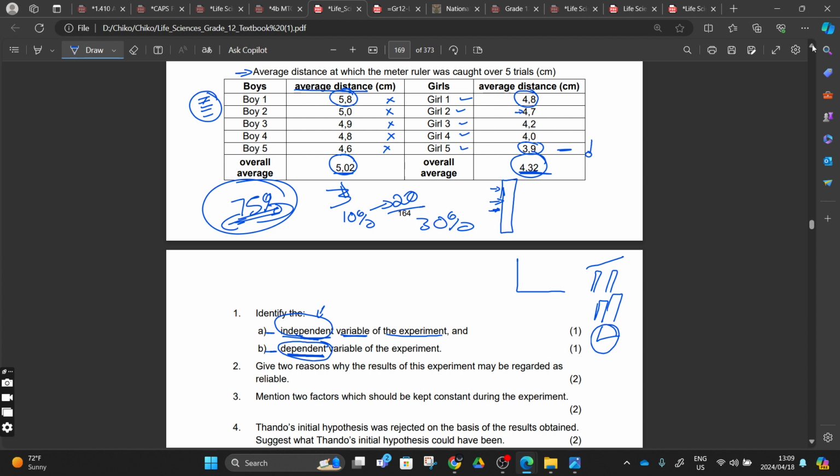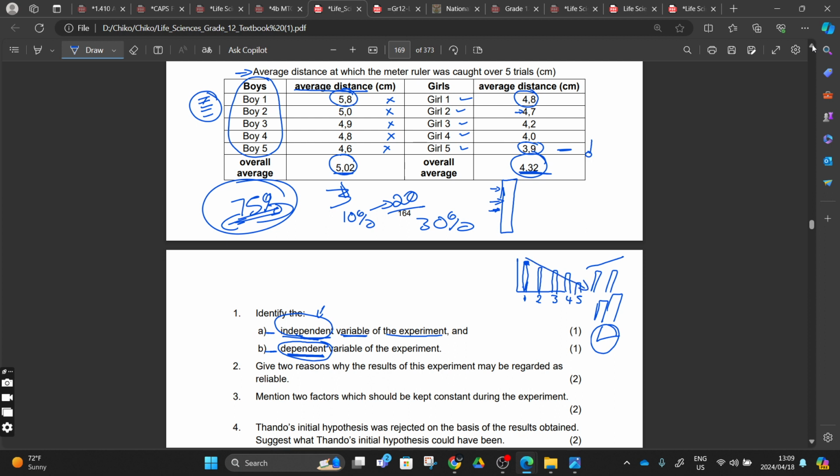In this graph, you know that those who are not changing, the boys are not changing. I can have boy 1 here, boy 2 here, boy 3 here, boy 4 here, boy 5. If I'm drawing a bar graph, it has to be a bar graph. Boy 1 has to be at 5.8, then number 2 at 5, then number 3 at 4.9, then number 4 at 4.8, then number 5 at 4. You can see this is also decreasing, right?